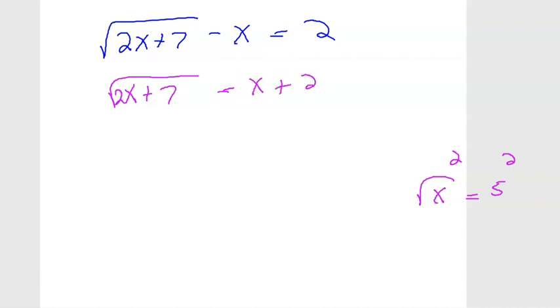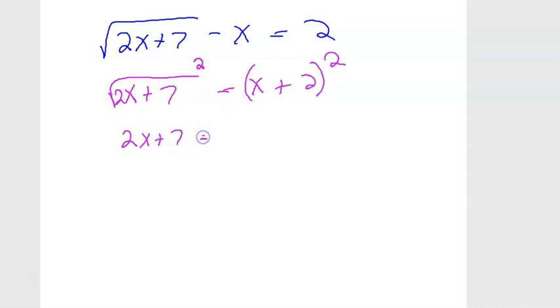Get the square root all by itself, and then you're going to square root both sides. So now if we square both sides, if we square this side, we also have to square that side. And so this is going to become 2x plus 7. And make sure you're going to FOIL this. That's what the squared means. So you actually FOIL it.